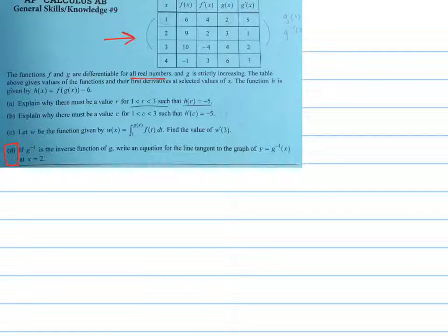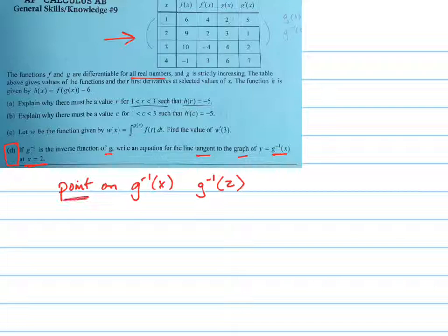It says if g inverse is the inverse of the function g, write an equation for the line tangent to the graph of g inverse of x at the point x equals 2. So first of all, we need to find a point on g inverse of x. Specifically, we need to find g inverse of 2.